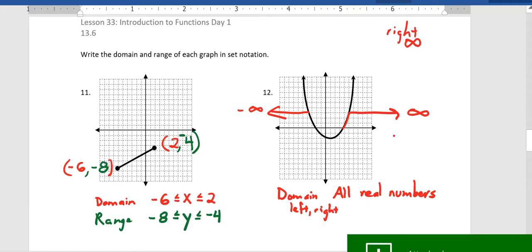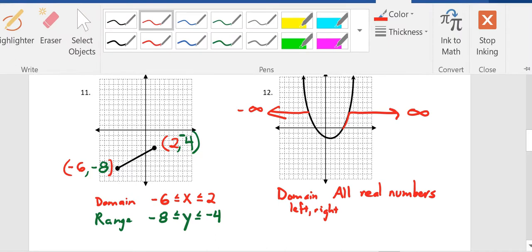Any questions on the domain for that problem? Yeah, there's more power in the base than there is up on top.